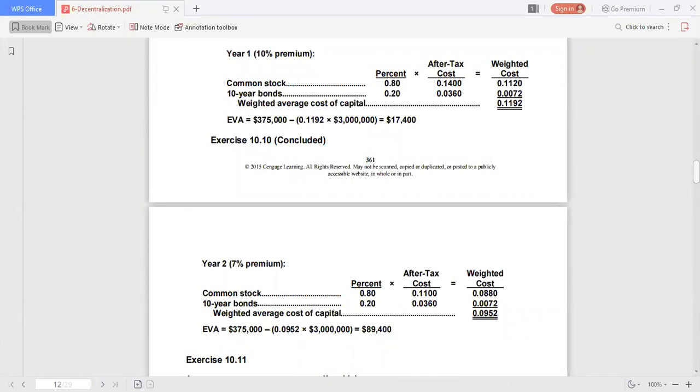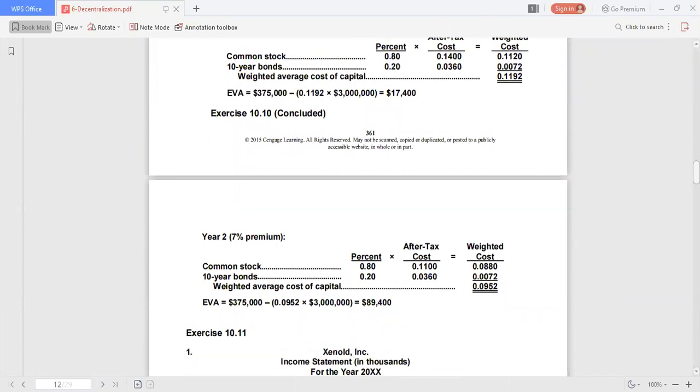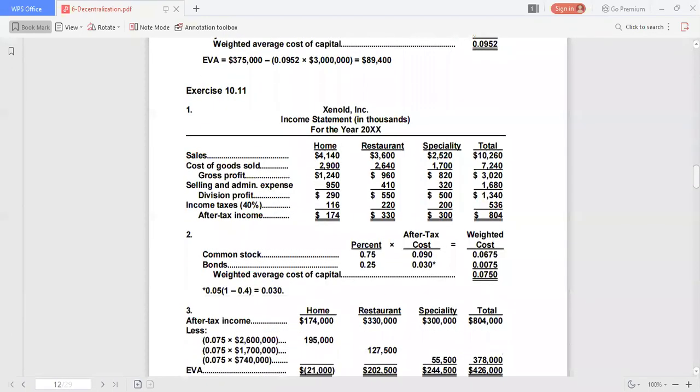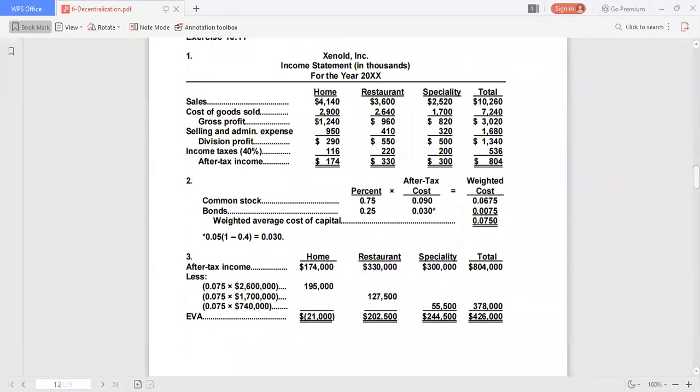Then for 10-11, operating income for segments. The requirement: prepare a segmented income statement for last year, calculate the weighted average cost of capital, the EVA, and comment on the performance of each of the divisions.